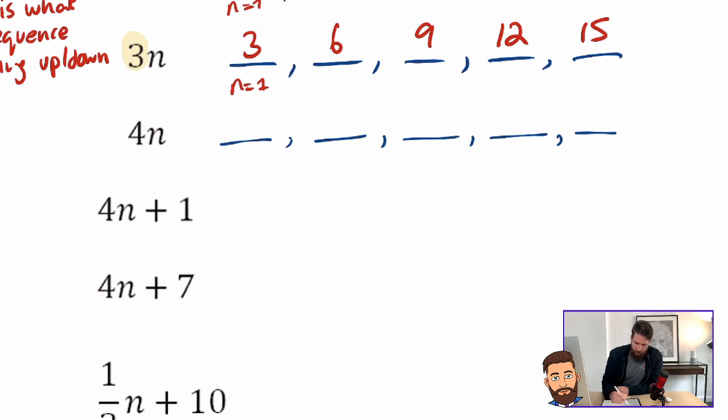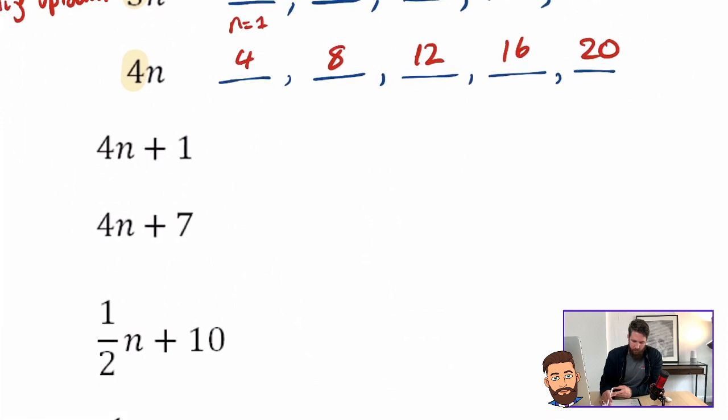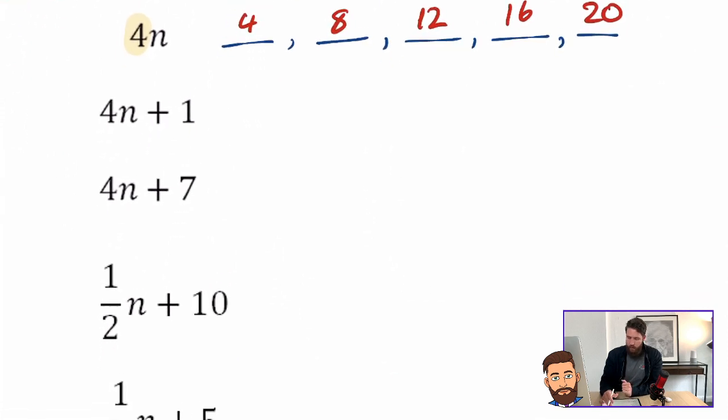First term, n is 1. 4 times 1 is 4. We know this sequence is going up by 4, so I could just add 4 each time. Or you could substitute n is 2, n is 3, n is 4. So adding 4 each time would simply give me this. Hopefully you managed to get that. Where this, what is in front of the n, is quite useful and saves a lot of time is for the next couple examples. Okay.